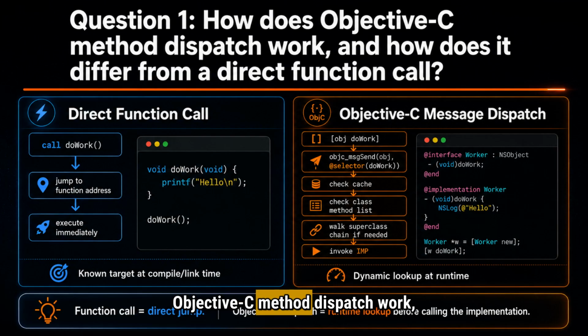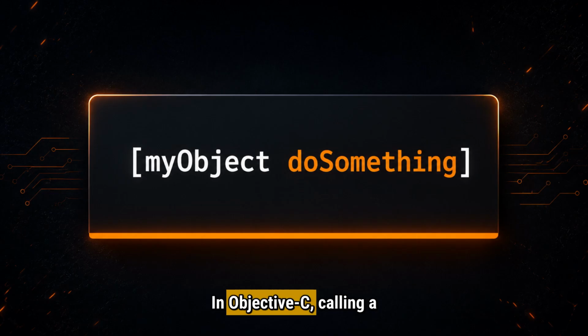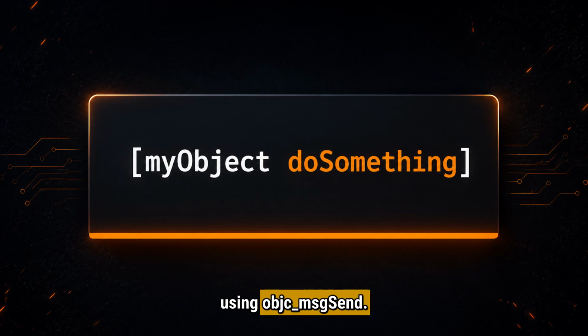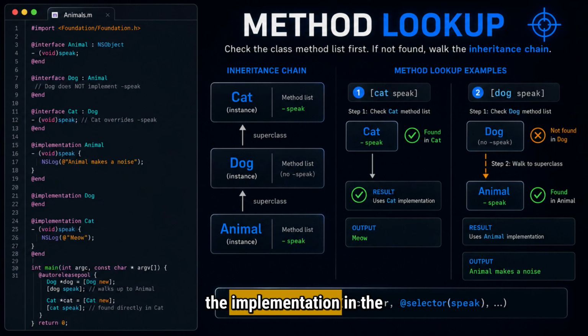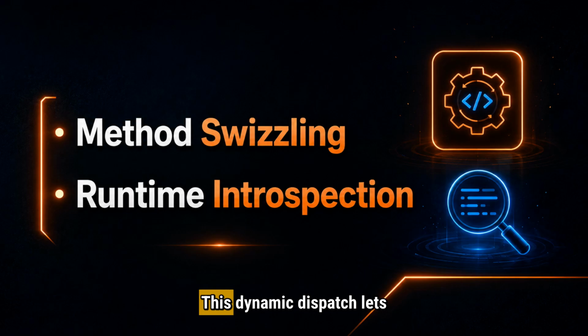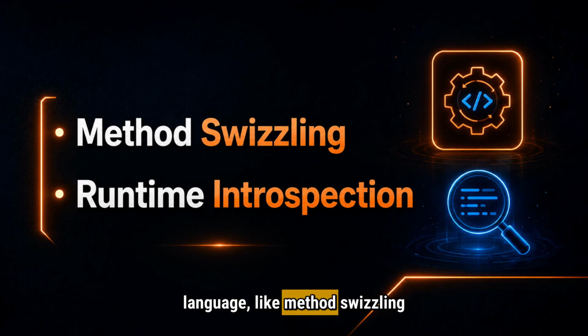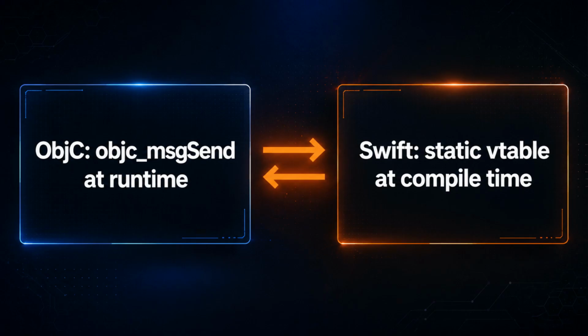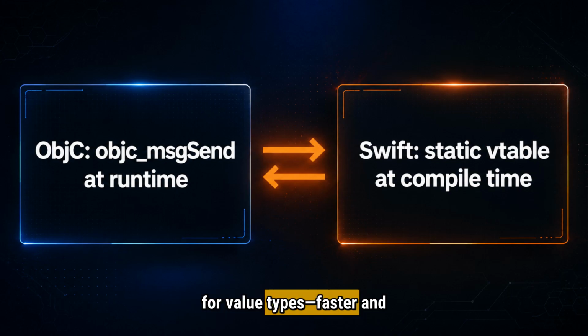Question 1. How does Objective-C method dispatch work, and how does it differ from a direct function call? In Objective-C, calling a method is not a function call. It is a message sent to an object using objc_msgSend. The runtime looks up the implementation in the class's method list. If it fails, it walks the inheritance chain. This dynamic dispatch lets you do things impossible in a statically dispatched language, like method swizzling or runtime introspection. Swift uses static dispatch for value types, faster and safer, but it removes the runtime flexibility Objective-C provides.